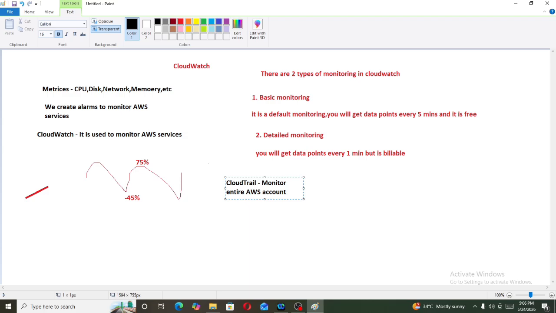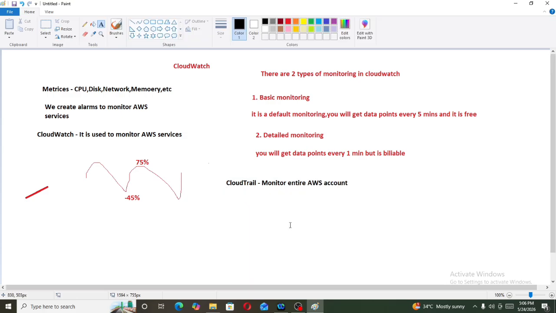CloudWatch is used to monitor AWS services like S3, EC2, Elastic Load Balancer, RDS, etc. And CloudTrail will monitor the entire AWS account. Whatever action we do in AWS will be monitored in detail by CloudTrail. It is used for investigation purposes only. Like who logged in, at what time they logged in, what changes anyone has made in the AWS account, will be monitored by CloudTrail. But CloudWatch will monitor AWS services only.